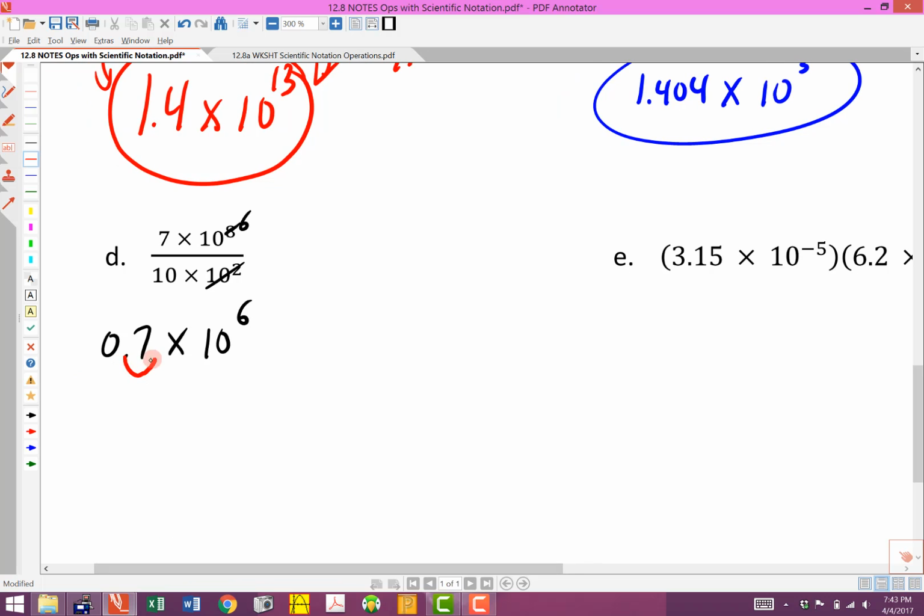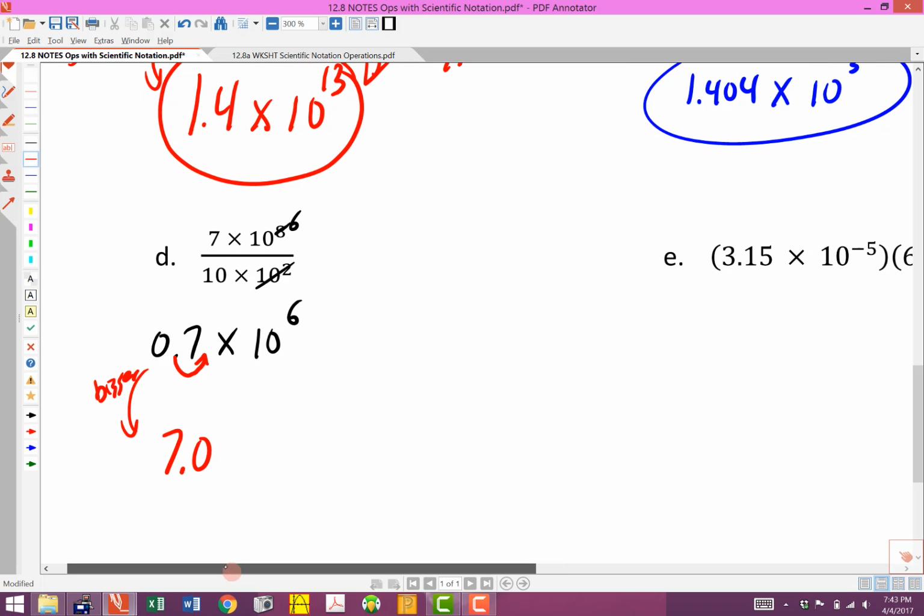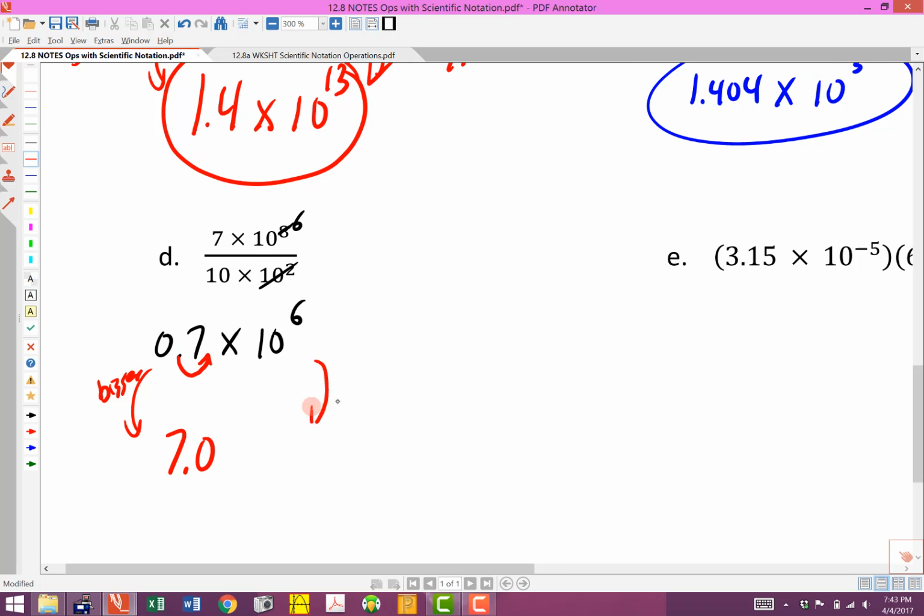So I'm going to move that over one decimal place. So I'm going to write 7.0. So we went from 0.7 to 7. So what we did is we made this one bigger. If we made that one bigger, then we've got to compensate by making this one smaller. If we made this one decimal place bigger, we need to make that one digit smaller. So we're going to subtract 1 from that. So this is going to be times 10 to the 5th right there.